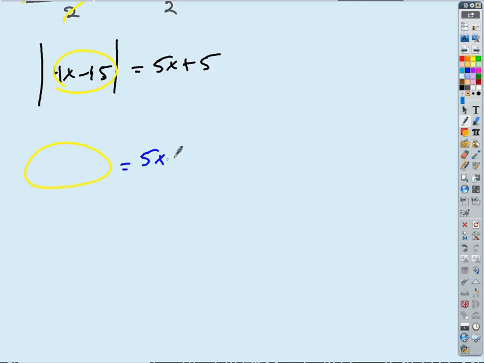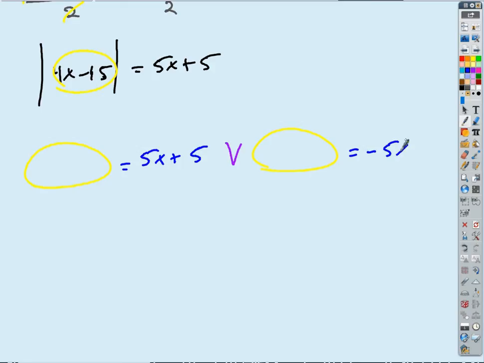positive 5x plus 5, not 15. Right? That's one thing that could happen. Or whatever's inside could equal the negative of that, because the absolute value makes it positive, right? So whatever's inside equals, now what's wrong with this? You tell me what's wrong.